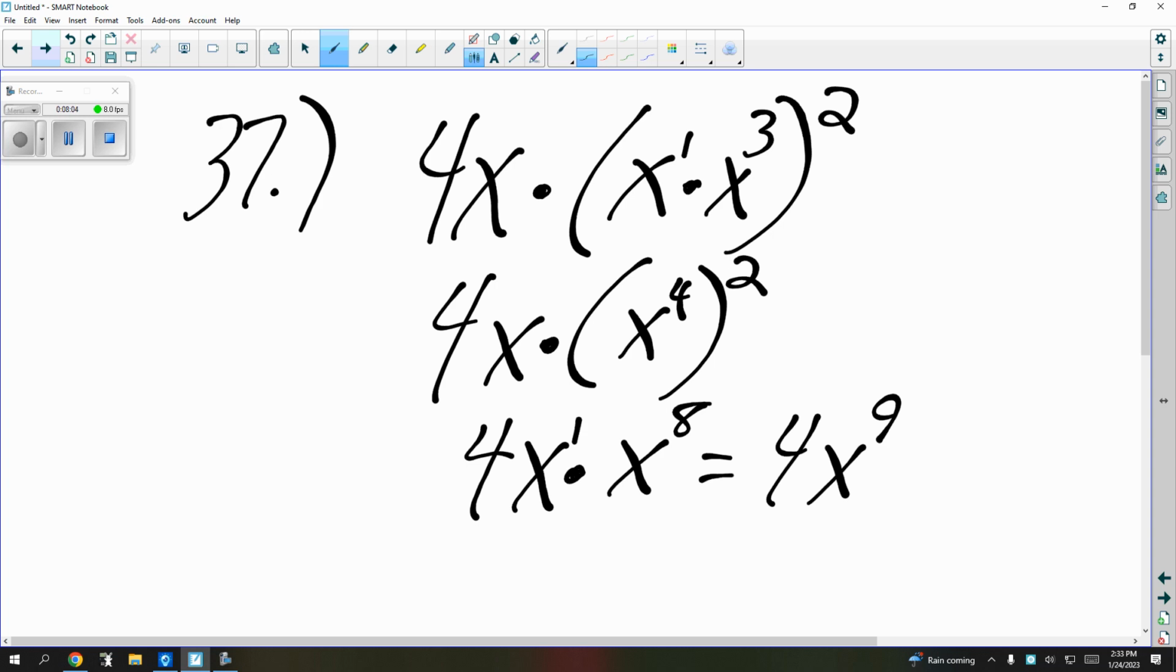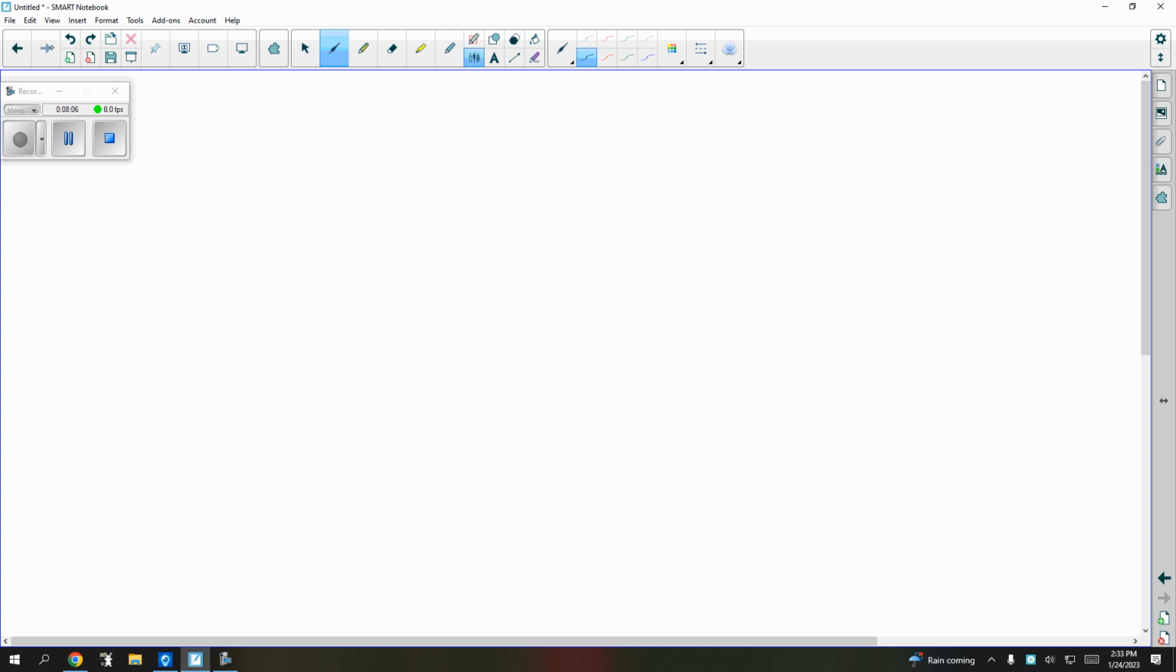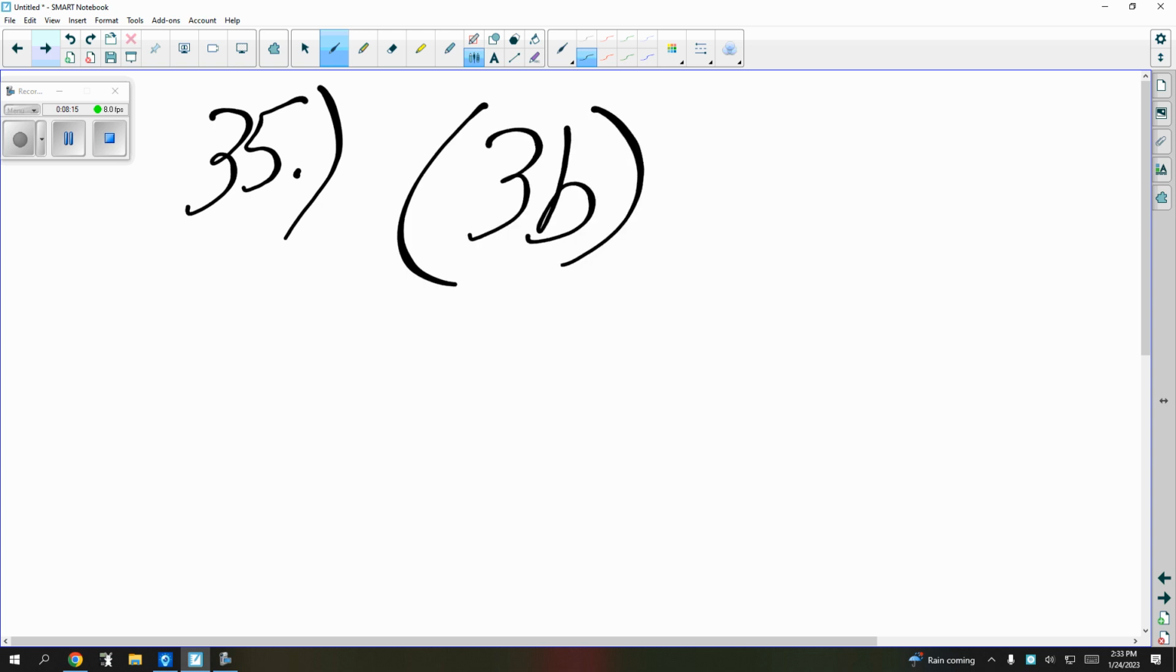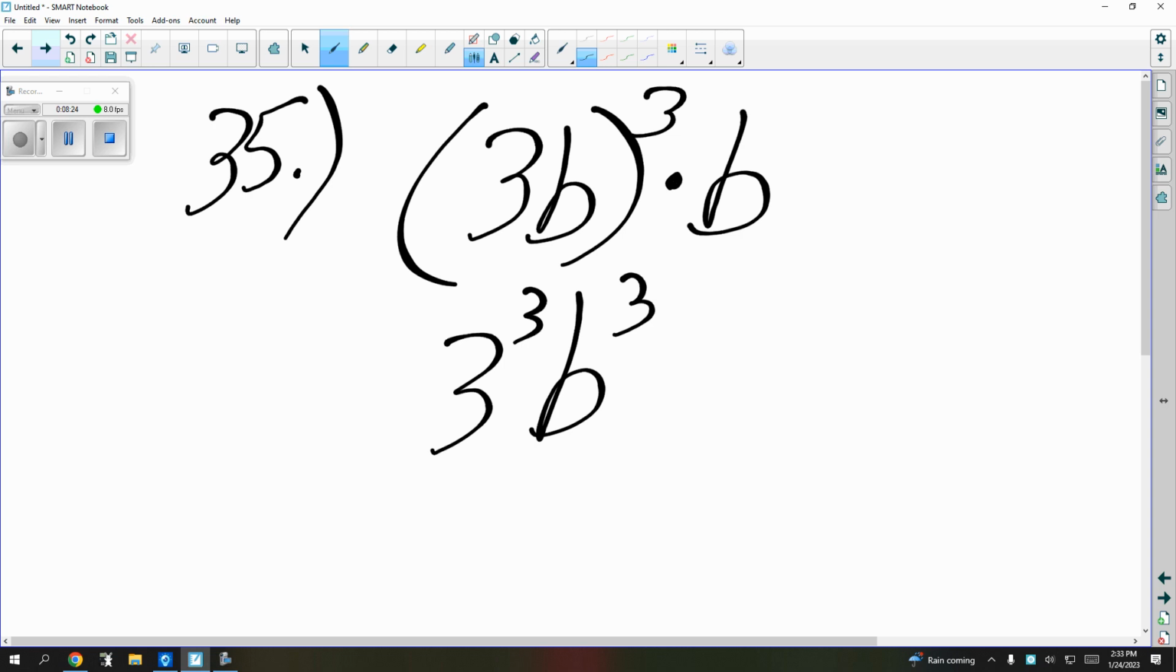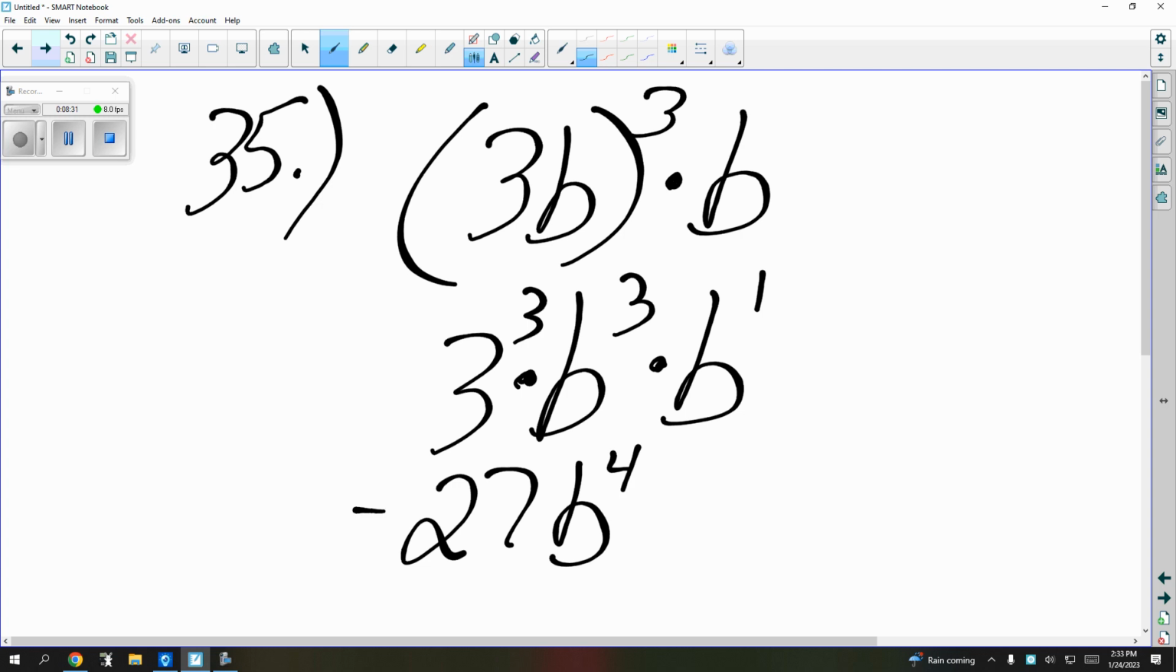And then number 35, the last of your homework questions. So that's good. We just went backwards. Big deal. You could watch the video in reverse. That would be really weird because you would see the answer and then everything erasing. Huh. How about that? 3 cubed, b cubed, b to the 1st. 27, b to the 4th. Ta-da! All right, so those are awesome.